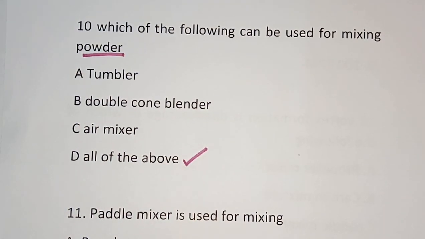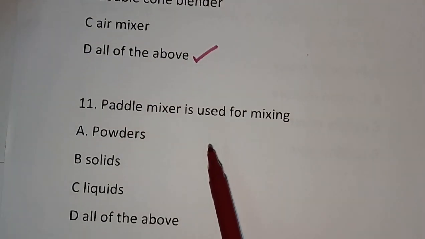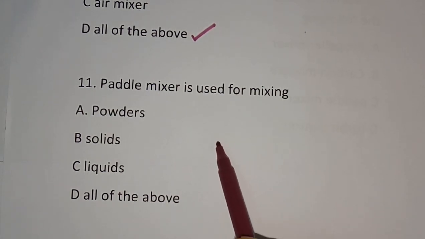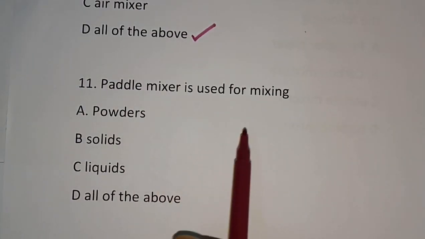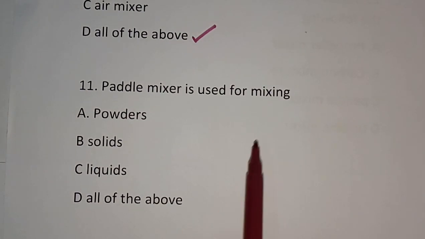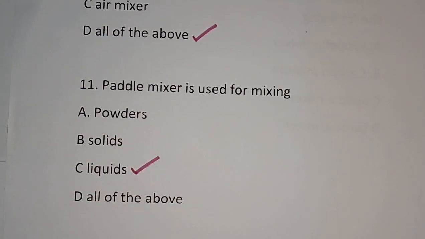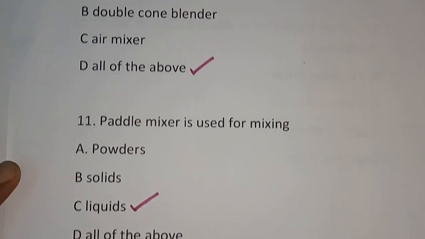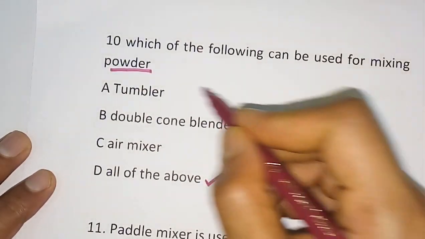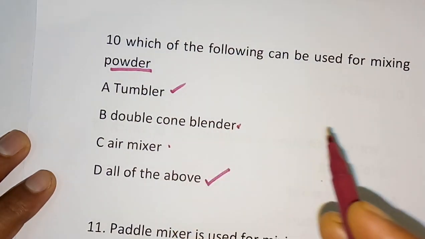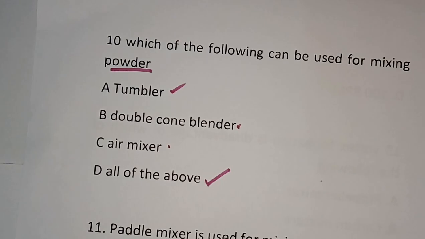Suppose in the next question, question number 11, paddle mixer is used for mixing. So maybe the question will come like air mixer is used for the mixing. At that time you have to select powders. So here in the question it was paddle mixer is used for mixing. Correct answer is liquids. So what are the equipments used for mixing of powders? First of all, we will see the powder mixing. One is tumbler mixer, another one is double cone blender mixer, then air mixer, then agitated powder mixer. These are the different types of mixers.